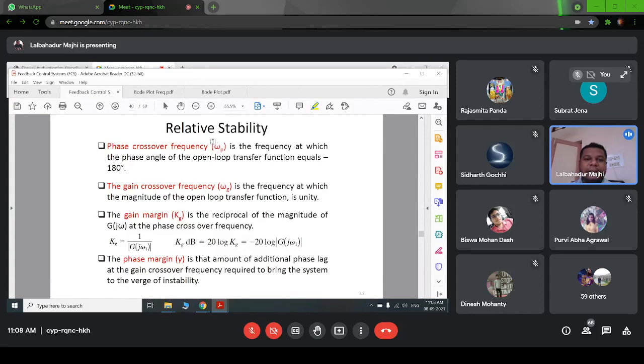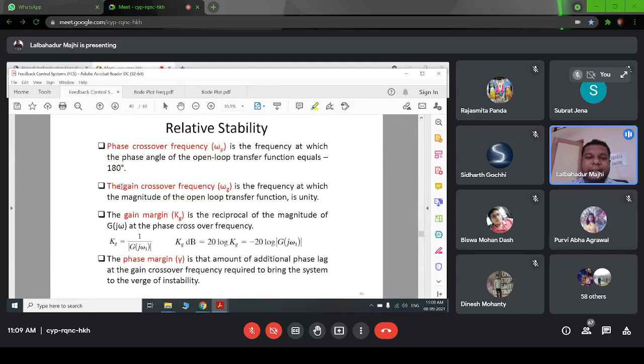It is normally denoted as omega p or omega pc, for phase crossover frequency. This omega pc is the frequency at which the phase angle of the open loop transfer function equals minus 180 degree. Remember, the phase crossover frequency is the frequency at which the phase angle of the open loop transfer function is minus 180 degree.